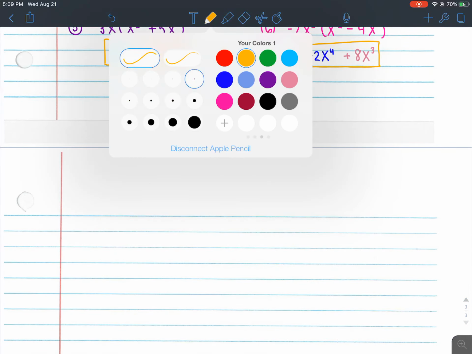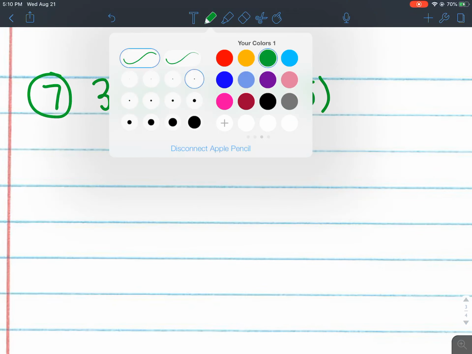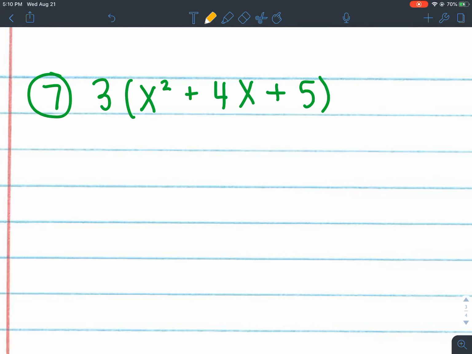All right, go to the next page. Number 7. 3 times x squared plus 4x plus 5. What do I do here? Same thing as always, but how many terms are inside your parentheses this time? 3. 1, 2, 3. But it doesn't change the fact that you're still going to distribute 3.